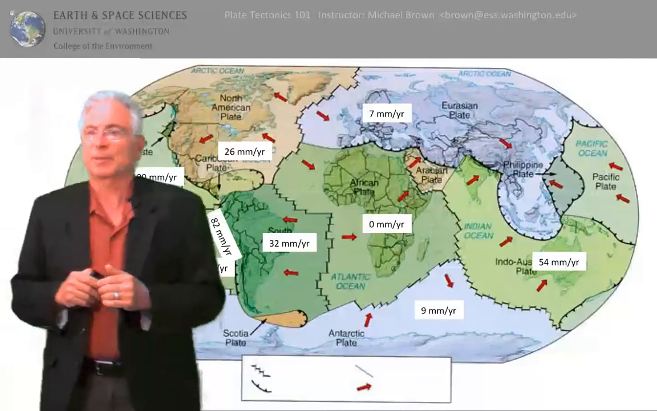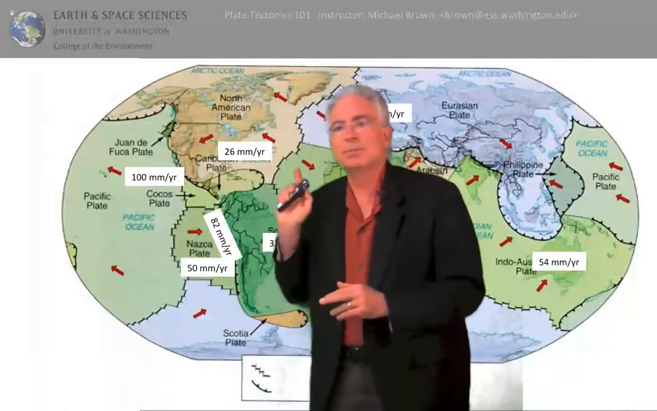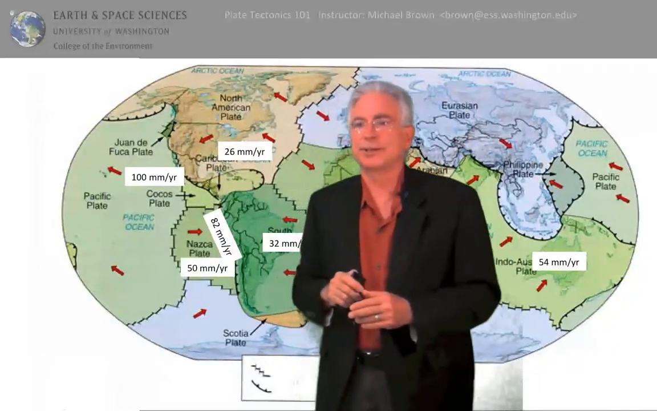Then there's the Pacific plate, and if I move over this way, here's the Pacific plate. The Pacific plate is moving away from Africa at about 100 millimeters per year.